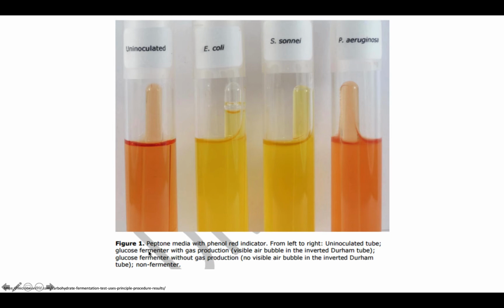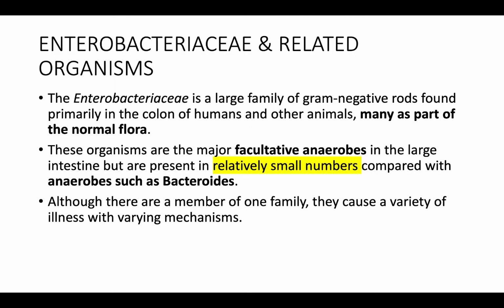This is for glucose fermentation. Uninoculated, this is what it looks like. If you put in E. coli, you will change the color indicator as it uses the glucose, and there is gas production here. So this is a glucose fermenter with gas production. This will be E. coli. And then we have, for example, Salmonella. This does not produce gas but can utilize the glucose. And Pseudomonas does neither, just like an uninoculated tube. So this is the non-fermenter.